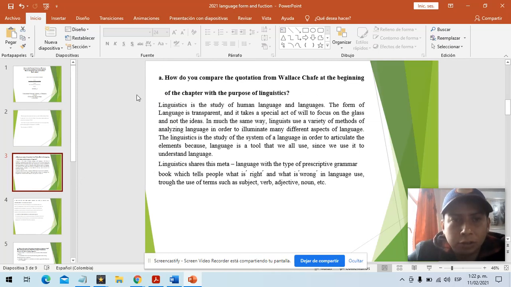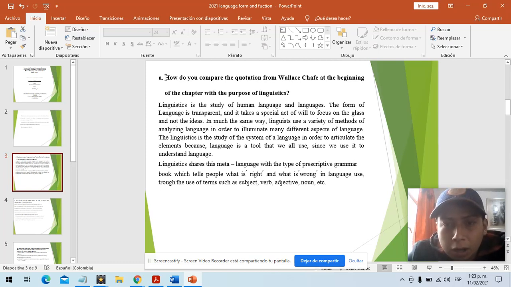The first question is: how do you compare the correlation from the box check at the beginning of the chapter with the purpose of linguistics? Linguistics is the study of human language and languages. The form of language is transparent, and it takes a special act of will to focus on the glass and not the view.